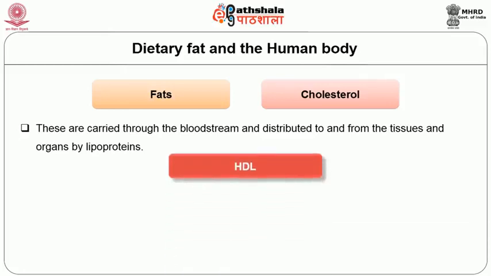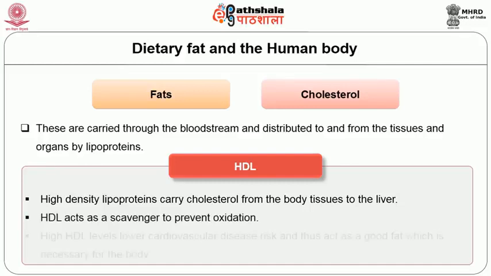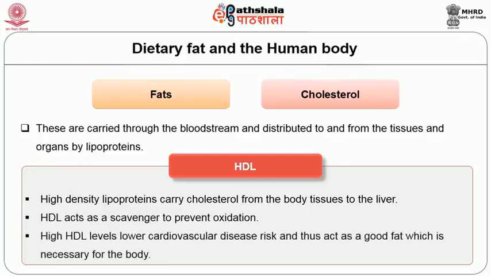So, dietary fat and the human body. HDL, high density lipoprotein, carries cholesterol from the tissues of the body to the liver. HDL acts as a scavenger to prevent oxidation. A high HDL level lowers cardiovascular disease.